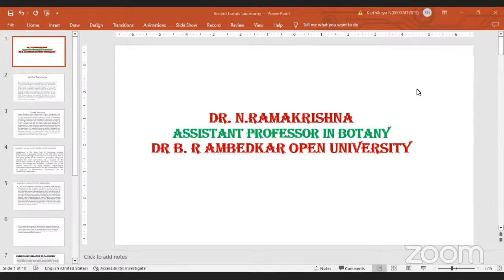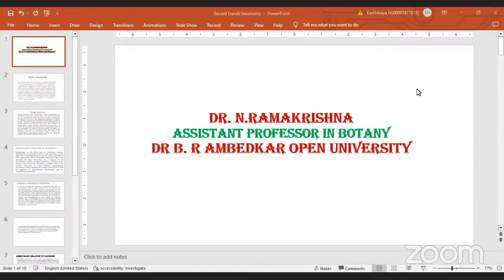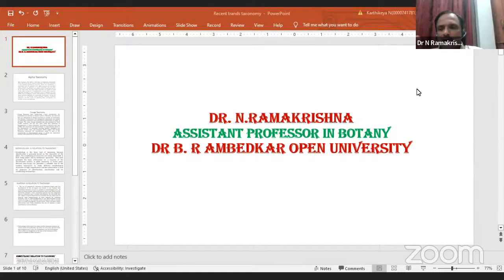Engler-Flanders classification is phylogenetic classification. So how many types of classifications are there? Three types: artificial, natural, and phylogenetic classification. Okay, the last class we completed all these types of classifications.